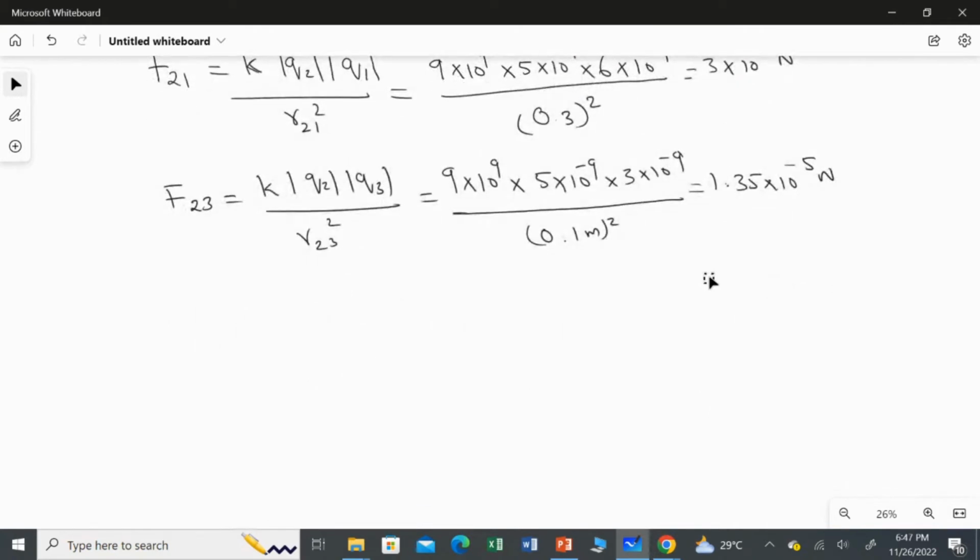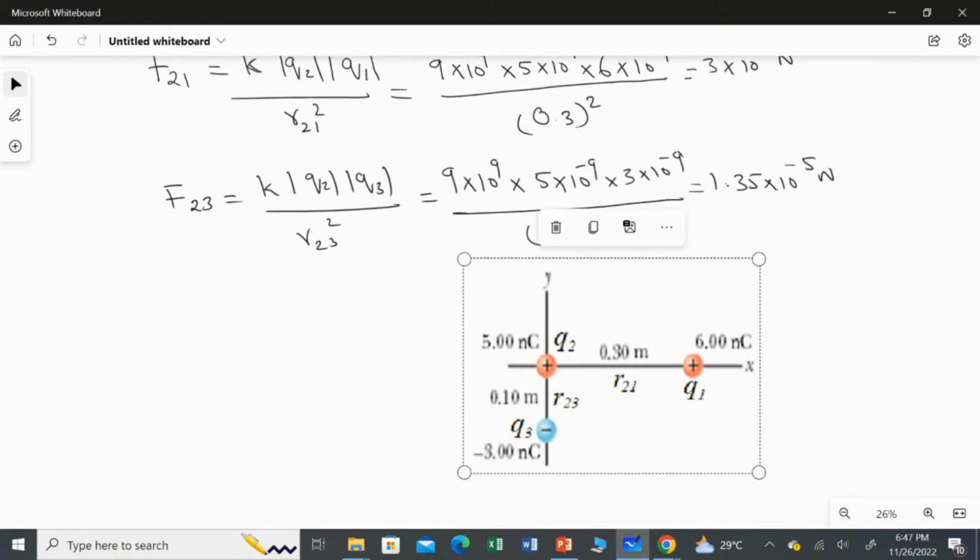How to find the magnitude? Let's see the figure one more time. We have to see here. Actually, what will happen? This is positive, this is positive. So positive and positive charge, what will happen? It will repel each other. So that means the repulsive force will be coming here.